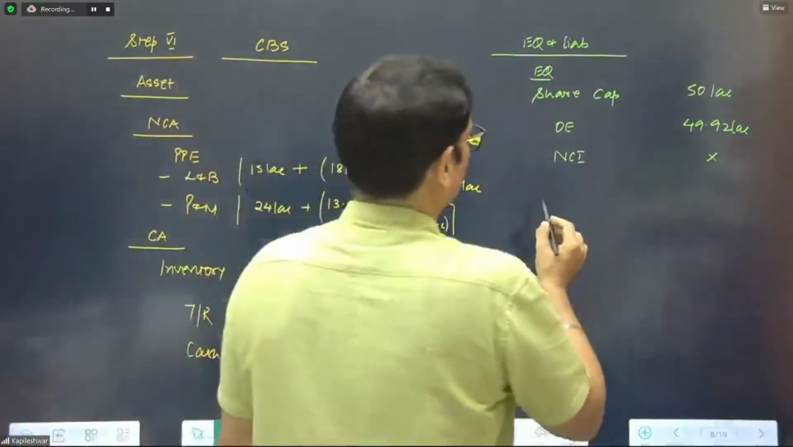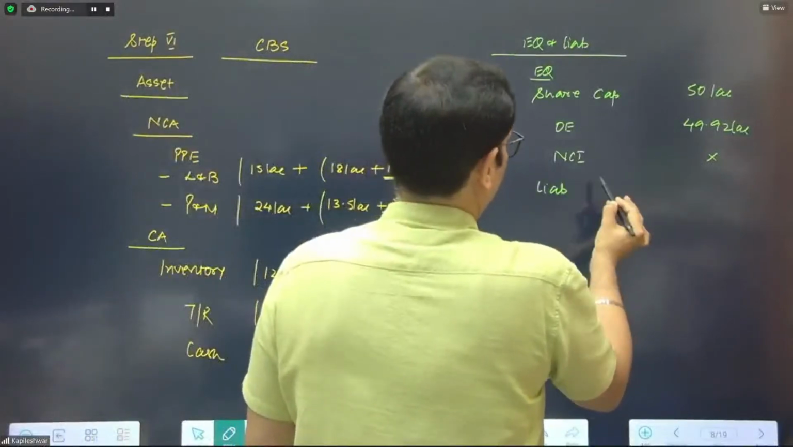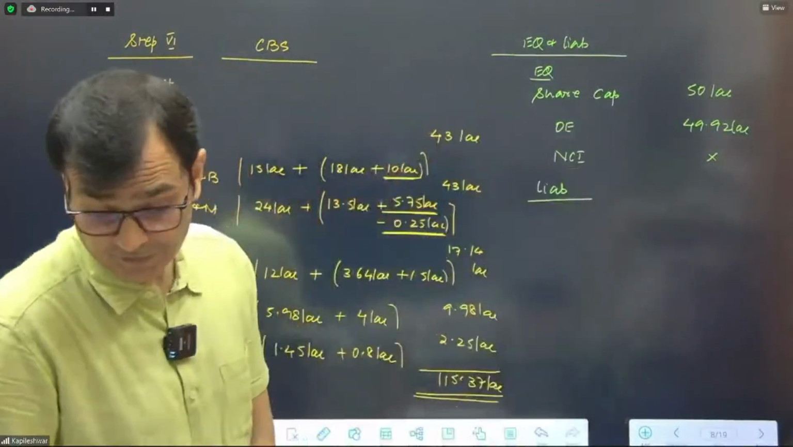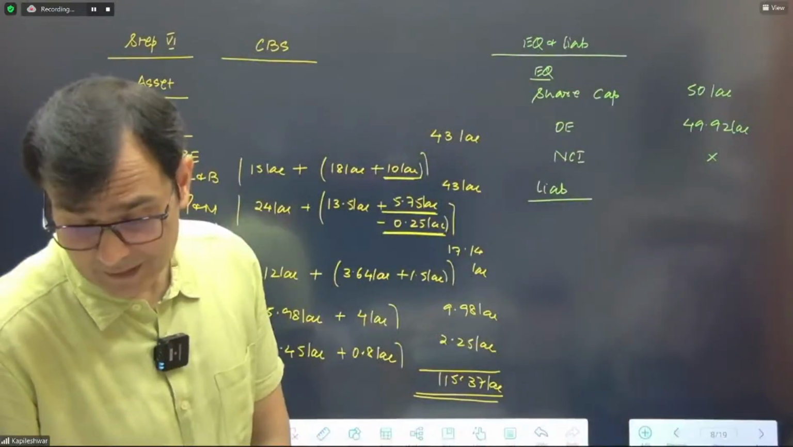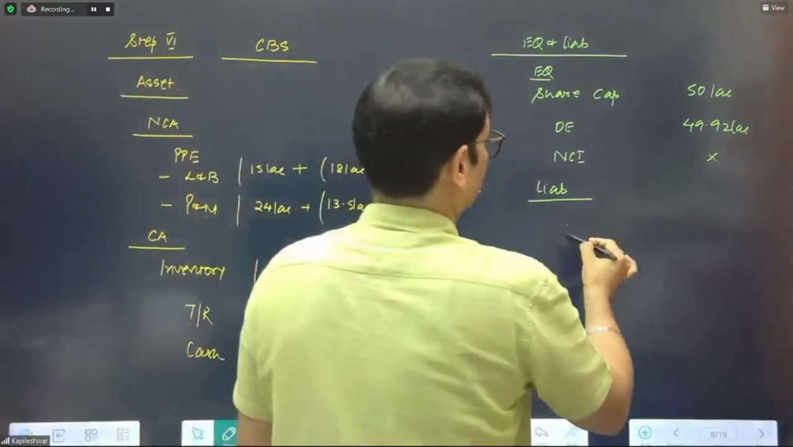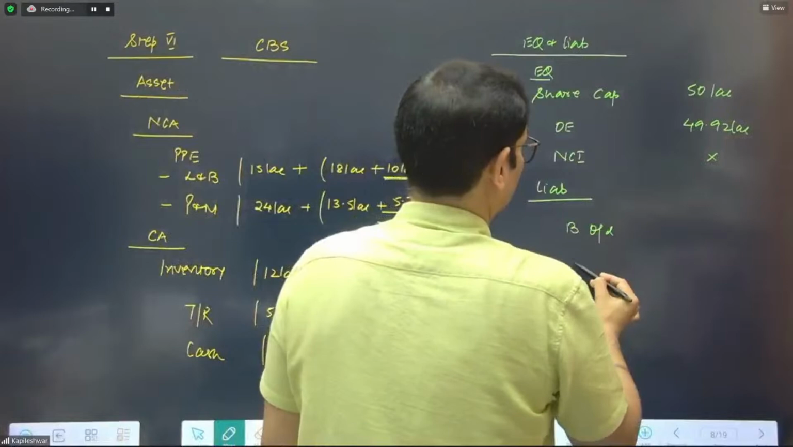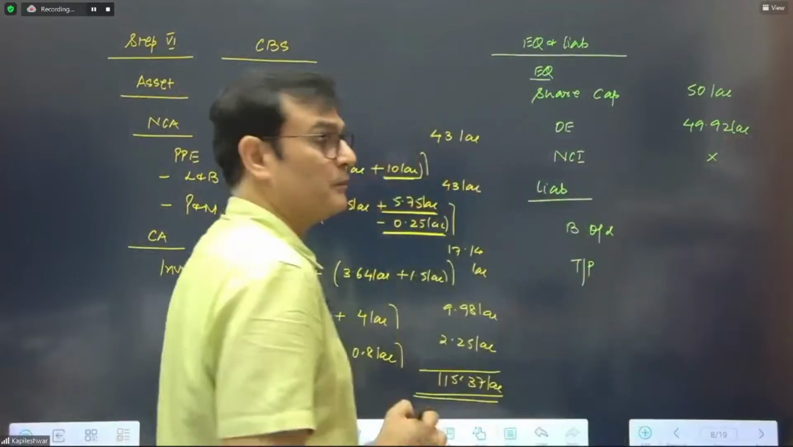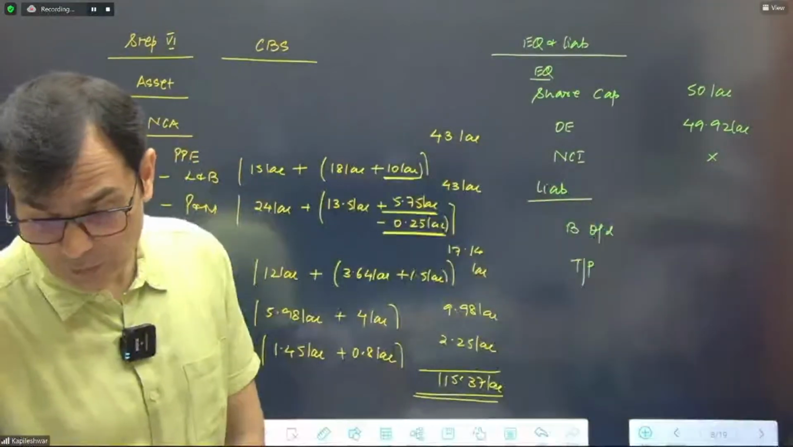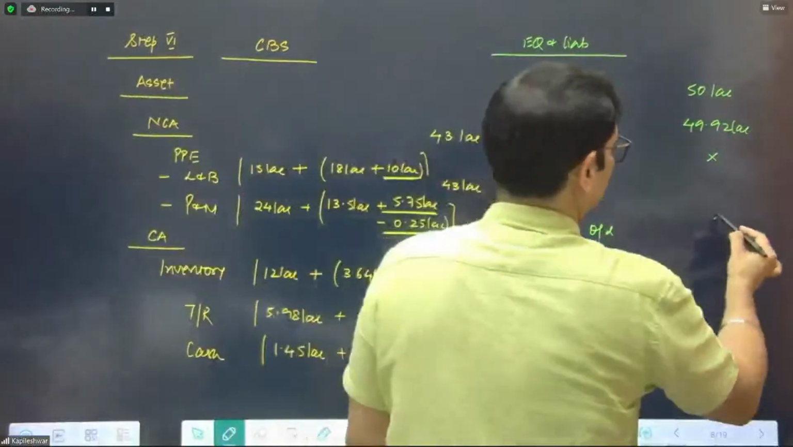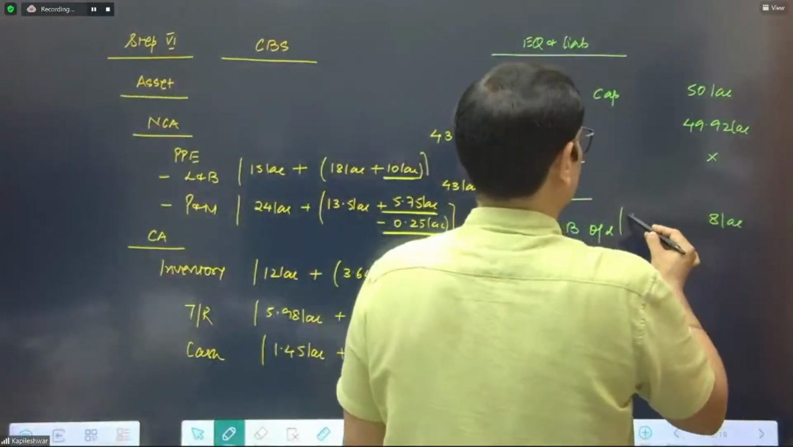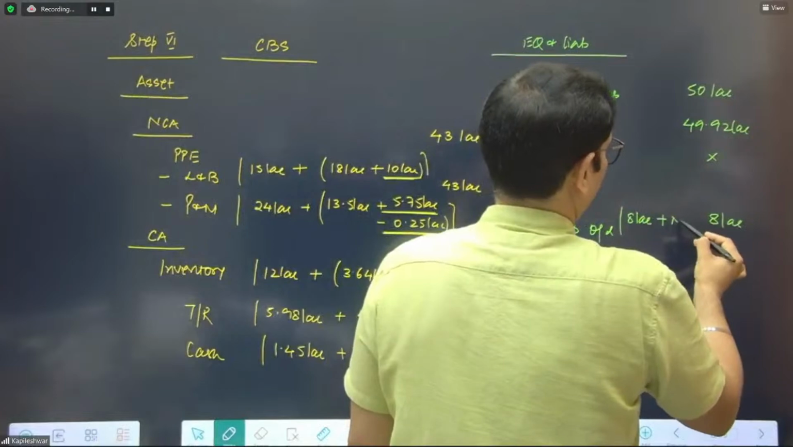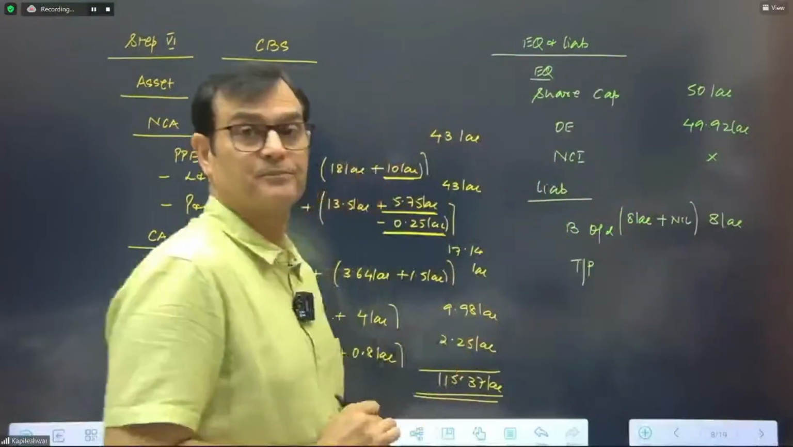And then we go on to the liability side. On the liabilities, I am given a bank OD and a trade payable. Just current liabilities are given. So the bank OD is appearing at just 8 lakhs for the parent. There is nothing for the subsidiary. No bank OD is given for the subsidiary.